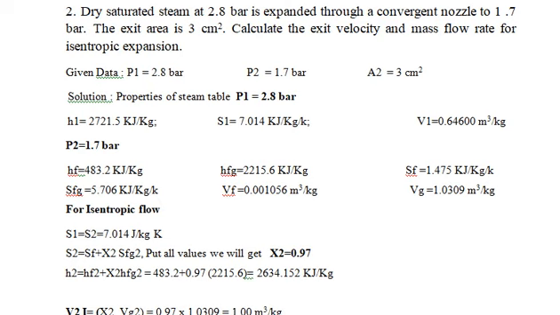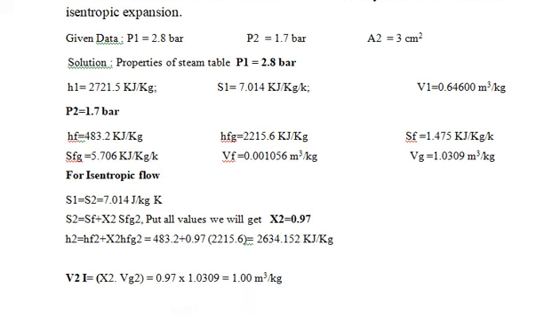First of all, you have to write the given input. The pressure P1 is given as 2.8 bar, P2 is 1.7 bar. Then the exit area is given, A2 equal to 3 cm square. Then, again use the steam table. By using the steam table, for P1 equal to 2.8 bar, you get the enthalpy H1 2721.5 kJ per kg, then the entropy S1 equal to 7.014 kJ per kg Kelvin. Then finally the specific volume v1 equal to 0.64600 meter cube per kg.